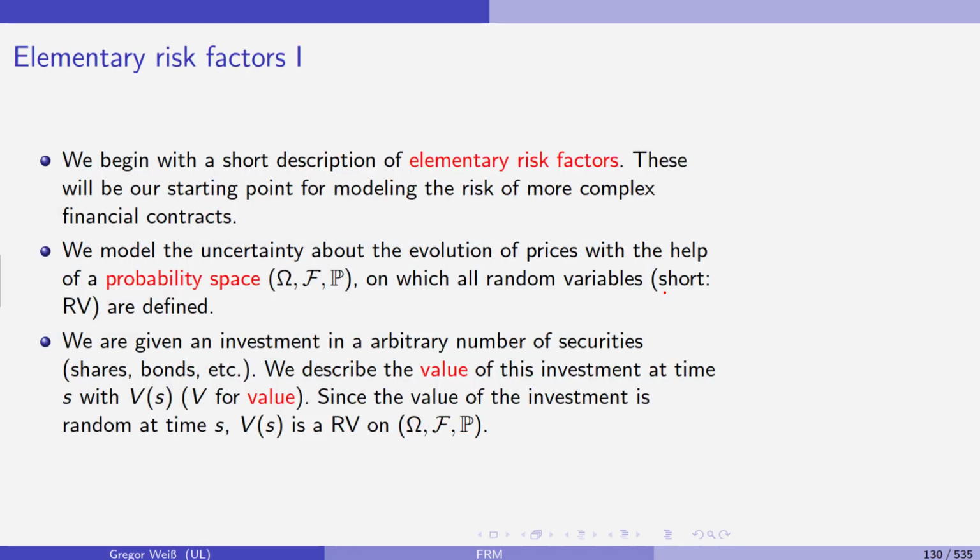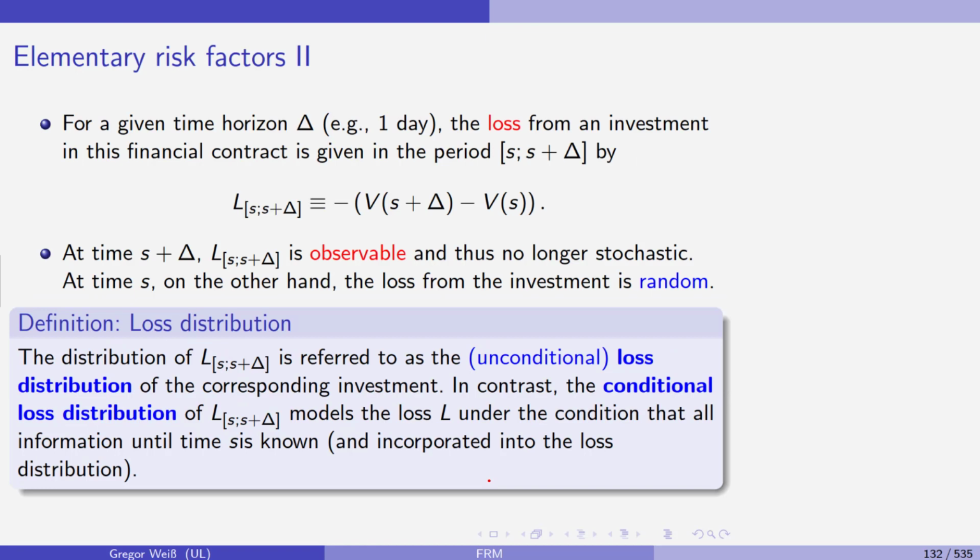We have our probability space. We define a random variable, RV, V, for the value of an investment on our probability space, and V is the value of our investment. Could be a stock. So for a given time horizon, delta, let's say 1 day, we can immediately calculate the loss from our investment. That is V(s) plus the time horizon minus the initial value. So the change in the value is a loss.